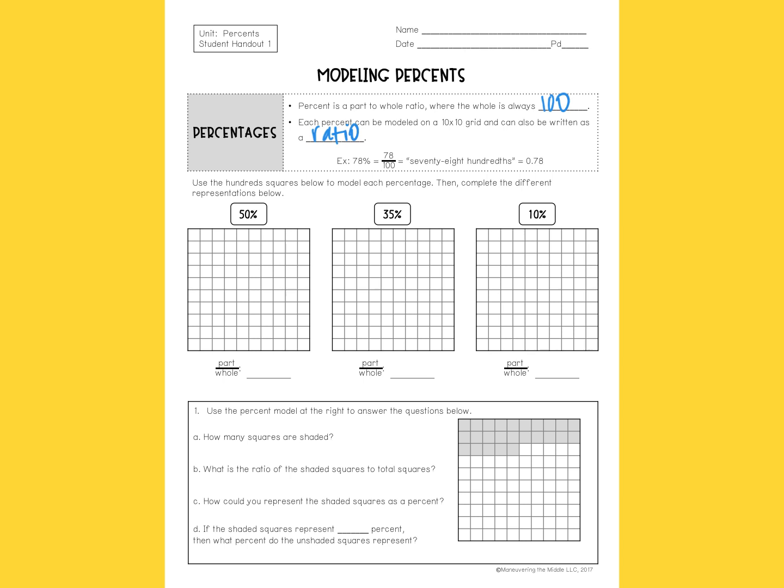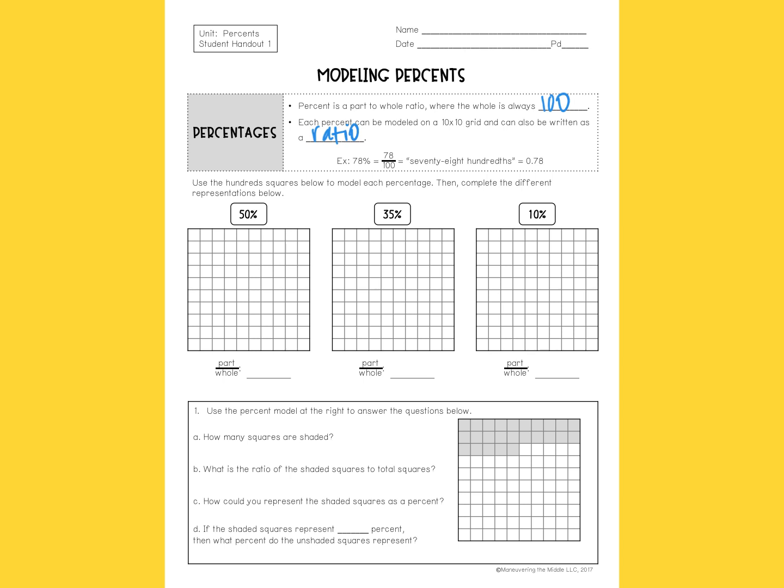So for example, 78% is equal to 78 hundredths. So 78 hundredths is 0.78. For our first example, we're going to use the 100 squares below to model each percentage. Then we're going to complete the different representations below.